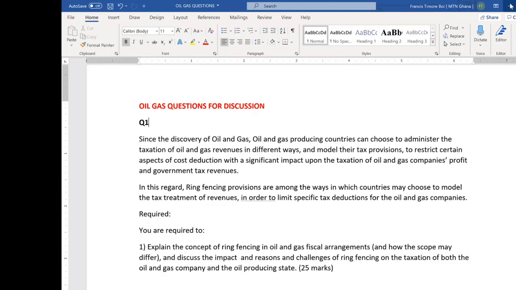Okay. So it says, explain briefly the concept of ring fencing and state how it is provided for in respect of petroleum operations under the Petroleum Income Tax Act 1987, PNDC Law 188, and the Income Tax Act 2015, Act 896. And B, write short notes on unitization and redetermination, 20 marks. So we did unitization and redetermination the last time, but this ring fencing is the same question that I've taken further. This time, I want you to discuss the challenges and the impact of ring fencing.